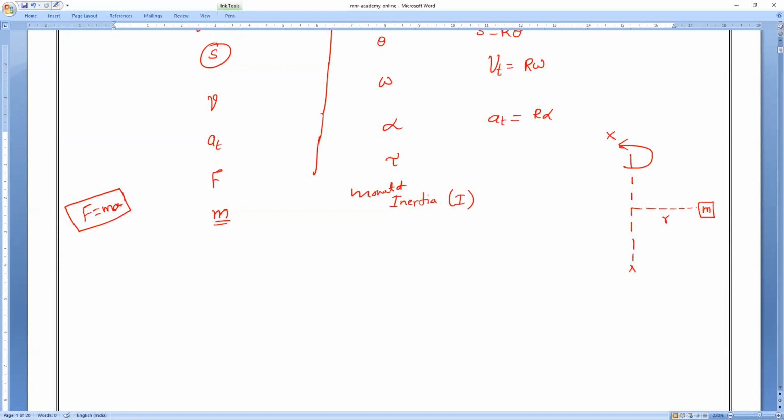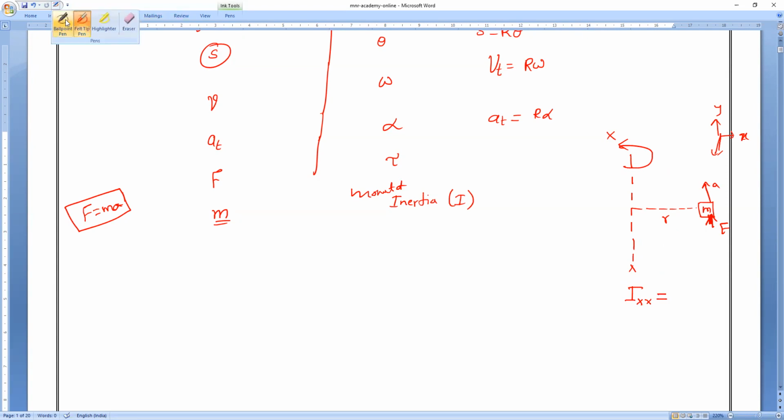Imagine the axes like this, perpendicular z axis, and x and y axes. I am exerting the force along the z-axis, which I am representing here in two dimensions. So the force is exerted on the z-axis, and the acceleration will also be along the z-axis. Am I right or wrong? The body will be rotating like this.